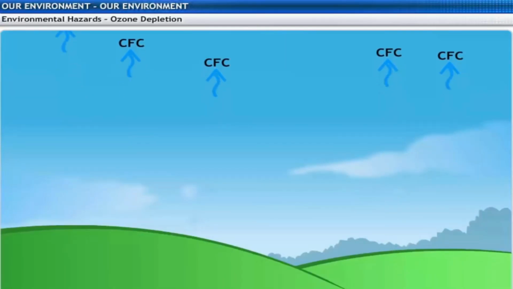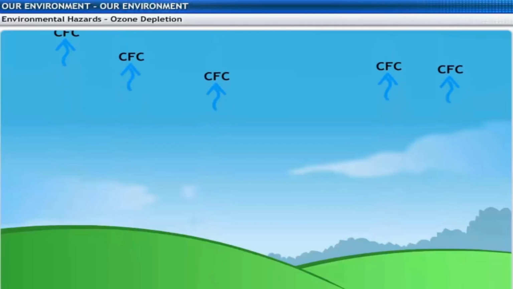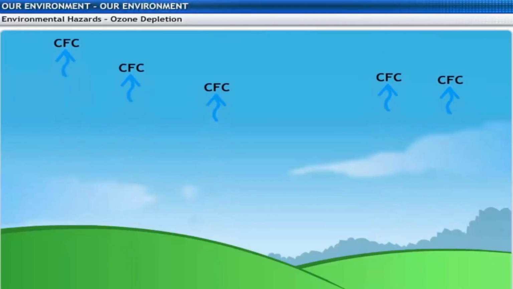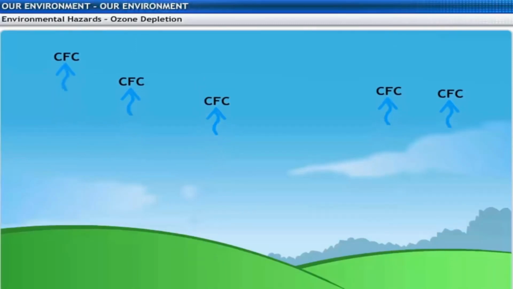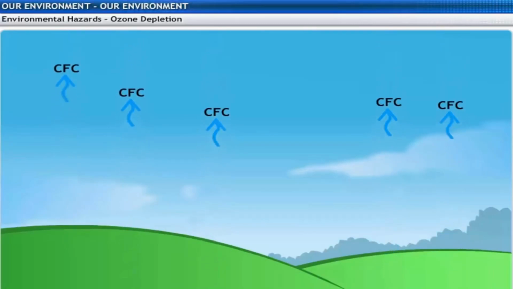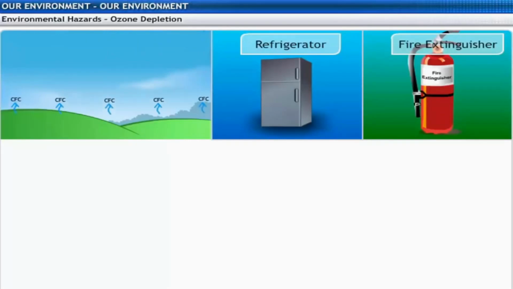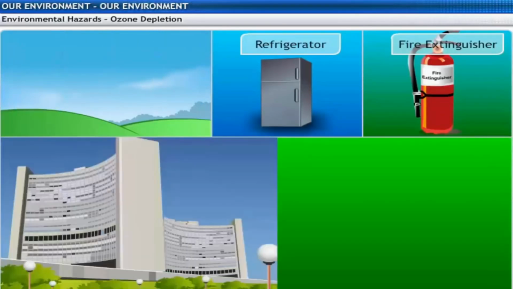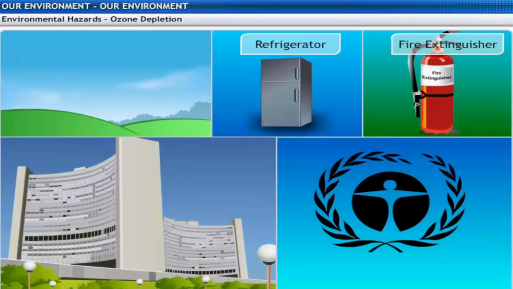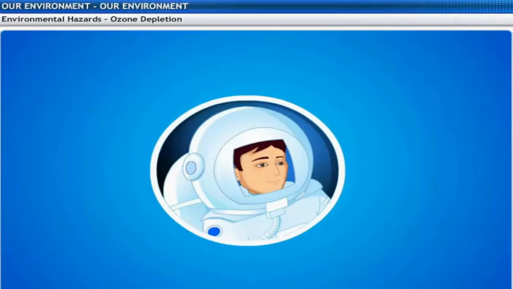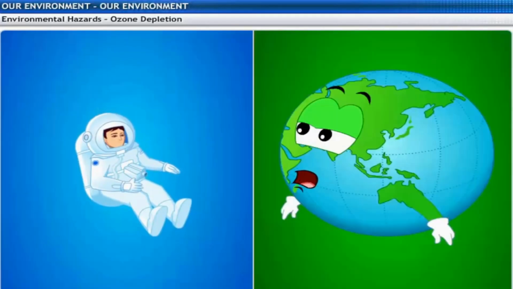In the 1980s, it was discovered that the amount of ozone in the atmosphere had begun to drop sharply. This was linked to synthetic chemicals like chlorofluorocarbons, CFCs, which are used as refrigerants and in fire extinguishers. In 1987, the United Nations Environment Programme, UNEP, succeeded in forging an agreement to freeze CFC production at 1986 levels. That was a close call. You have been given many chances, but you never learn.